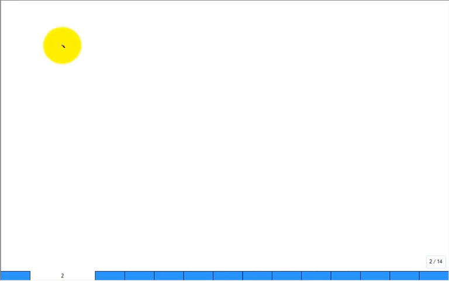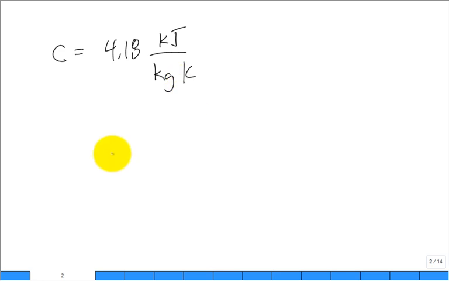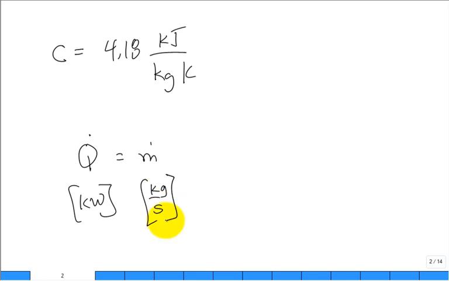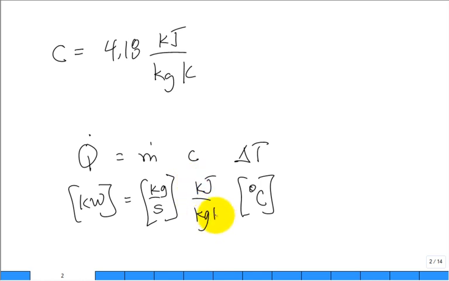Somebody says, I look up specific heat, and it's 4.18 kilojoules per kilogram Kelvin. But I'm looking at my equation. I'm going to have this Q dot in kilowatts equal to the mass flow rate, which I want in kilograms per second, and I have this specific heat. I multiply by the temperature difference. Hey, that was an 18 degrees C temperature difference. They put in the specific heat, they say, oh, that's kilojoules per kilogram Kelvin. Okay, I have a problem.